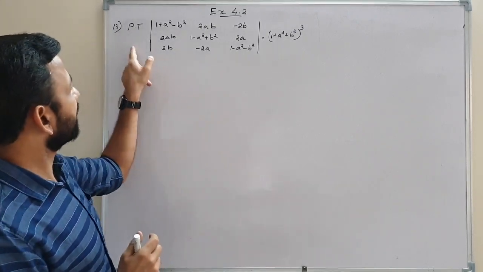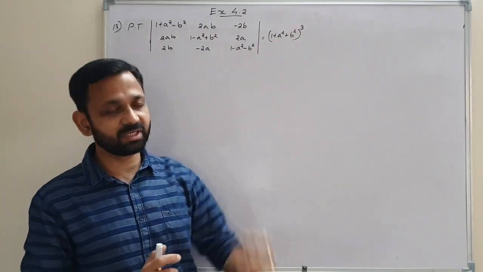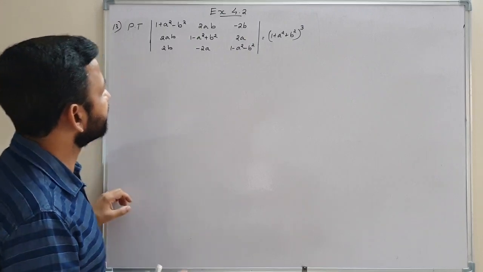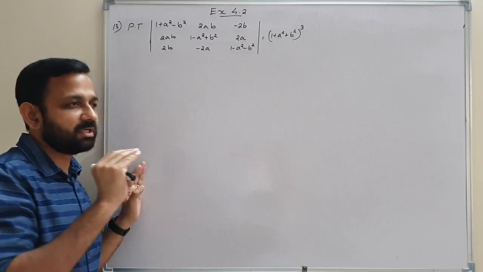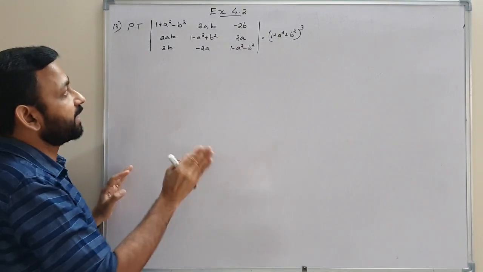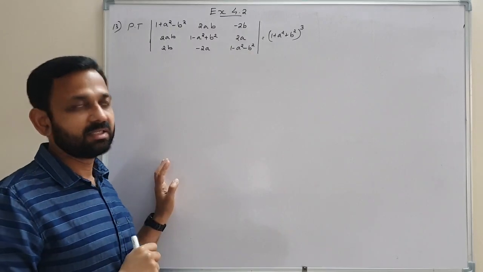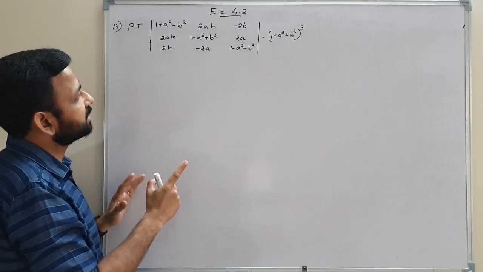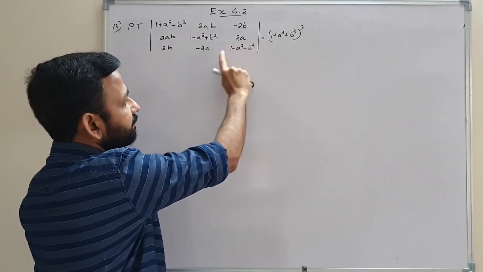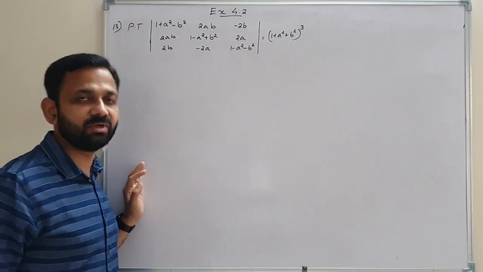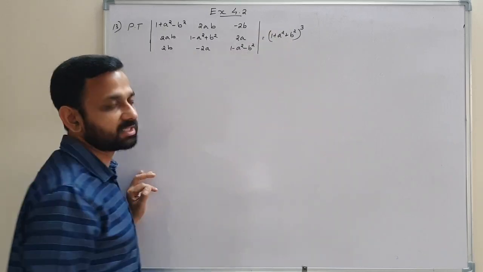And here, prove that this determinant equals (1 + a² + b²)³. So here we need to find the value of the determinant by using properties of the determinant. We cannot find the value of the determinant by direct expansion. So we need to prove that LHS and RHS are equal. Here the RHS is (1 + a² + b²)³.